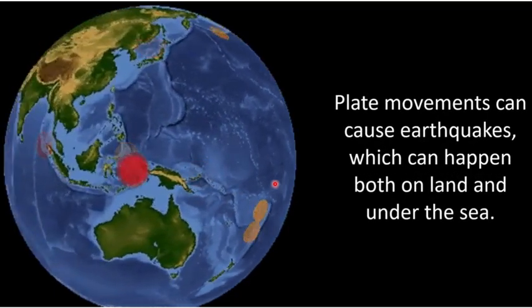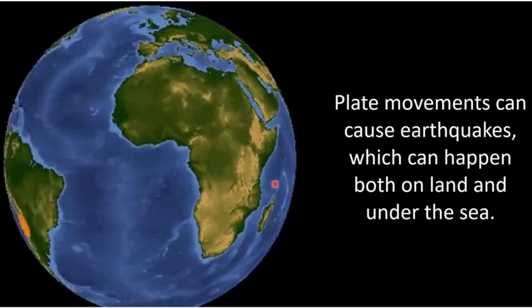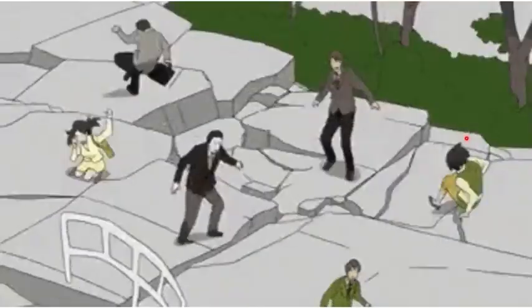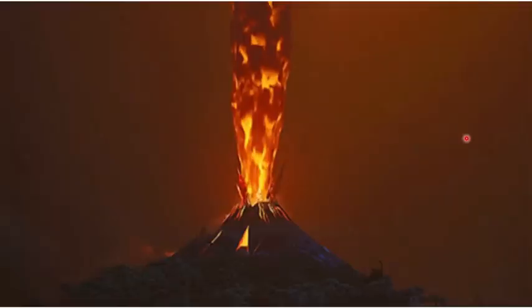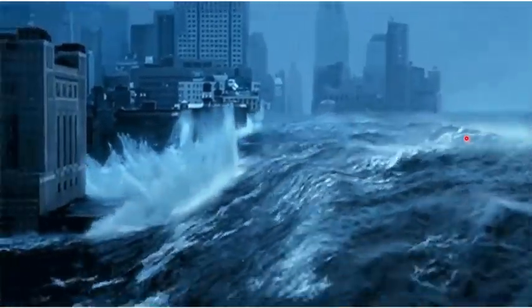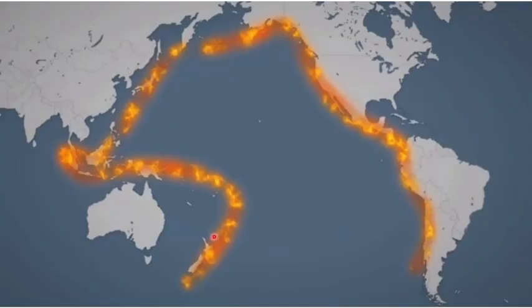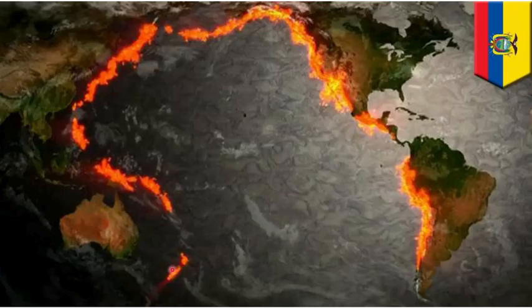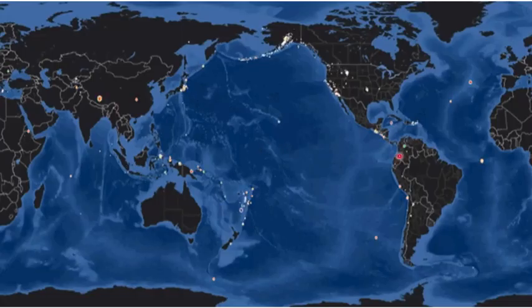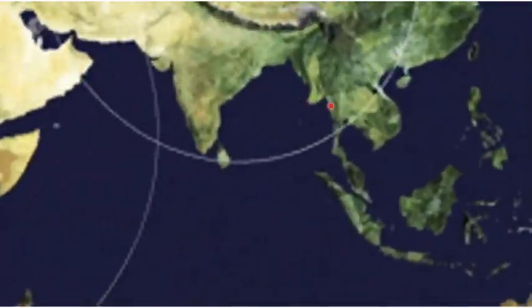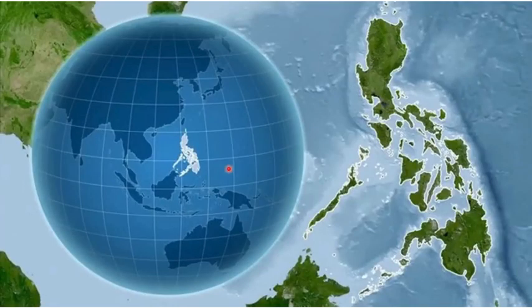Plate movements can cause earthquakes, which can happen both on land and under the sea. On land, earthquakes can be triggered by the movement of tectonic plates or by volcanic eruptions. Underwater, earthquakes can lead to tsunamis. The Philippines is located in the region where plate tectonics is very active. It is known as the Ring of Fire. This is a long chain of volcanoes and other tectonic activity around the Pacific Ocean. The Ring of Fire is one of the most geologically active places on the Earth, leading to frequent earthquakes and strong volcanic eruptions. The Philippines is located in a very tectonically active region due to its position at the intersection of several major tectonic plates.